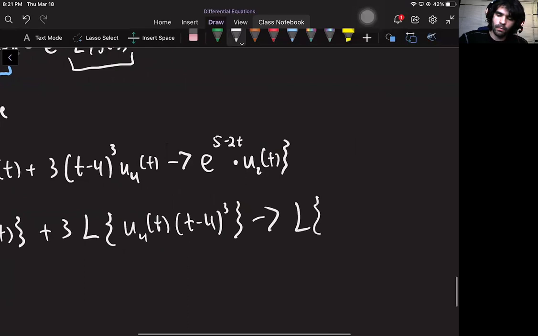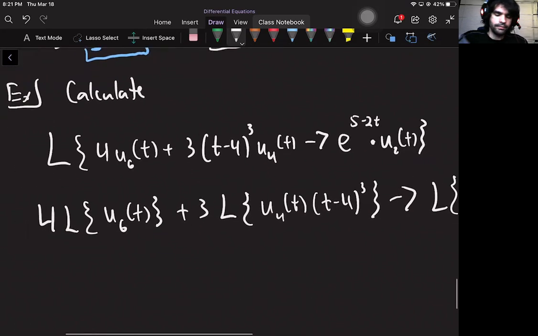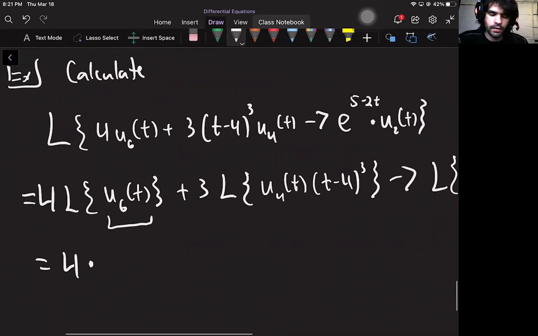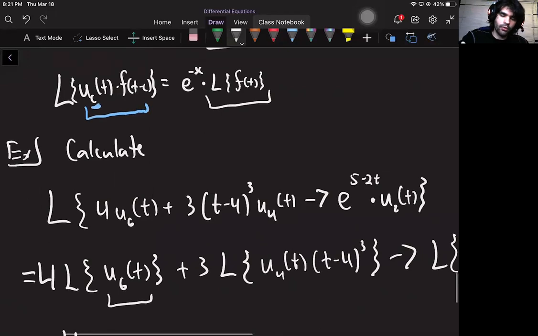And same thing here. Okay, so now, working from left to right here, what is the Laplace transform of this thing? Well, it doesn't look like it's in this format, but it secretly is.